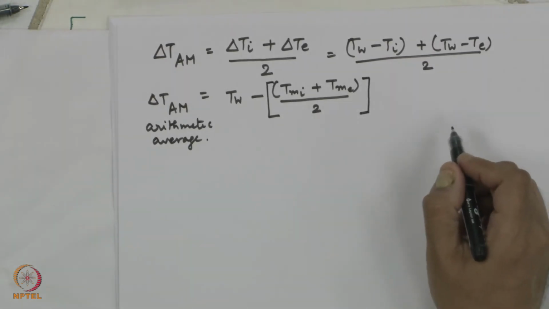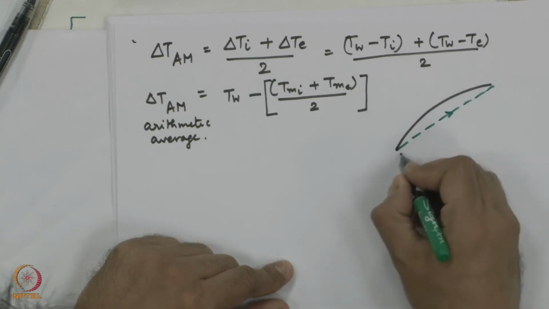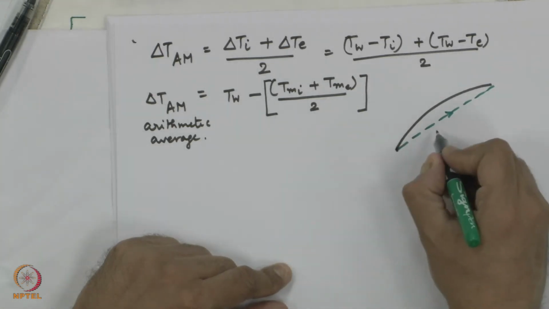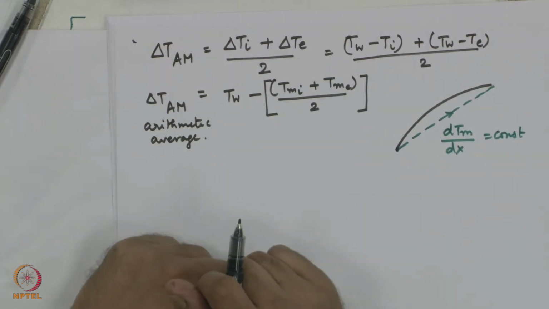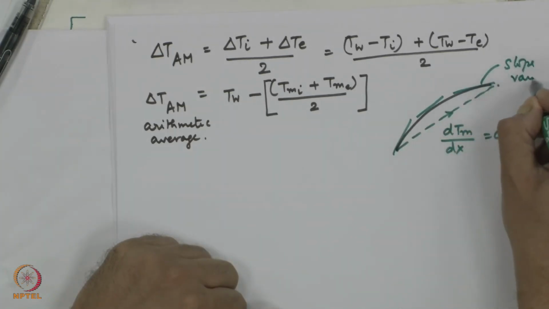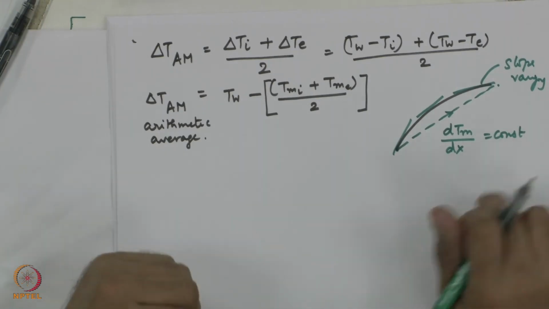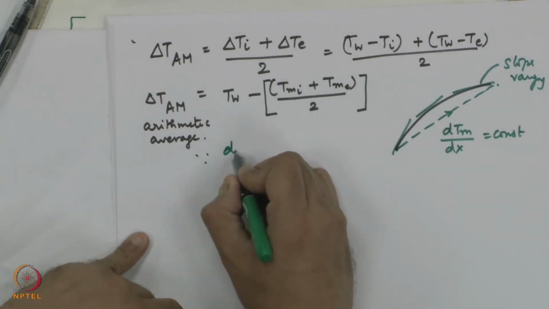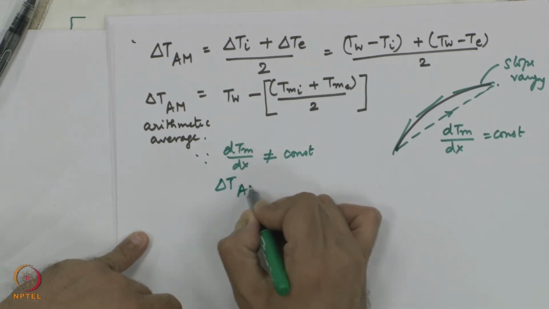Well, the biggest problem with this is that you are assuming this temperature to vary linearly. Bulk mean temperature is varying linearly. When I take average, I am assuming that dT_m by dx is constant. Then average makes sense. If the slope of the bulk mean temperature is changing along the flow direction, how can I take the temperature variation to be a constant? Because dT_m by dx is not equal to constant, this definition of delta T arithmetic mean is not very useful.